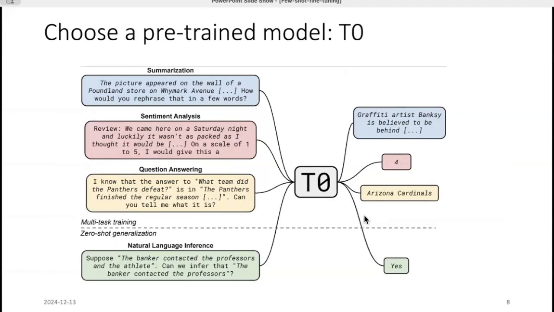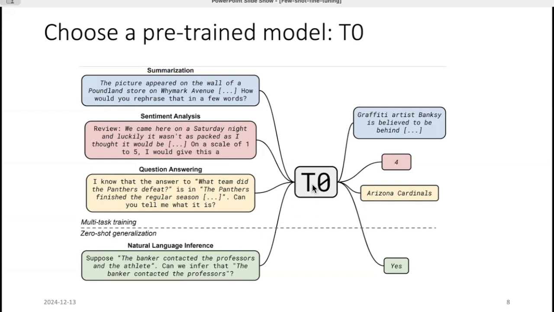This paper is developed on a pre-trained model, T0. So T0 is derived from T5. I have also conducted a meetup on T5. It's an encoder-decoder model. And T0 mainly focuses on zero-shot generalization. That's why it's called zero over here.